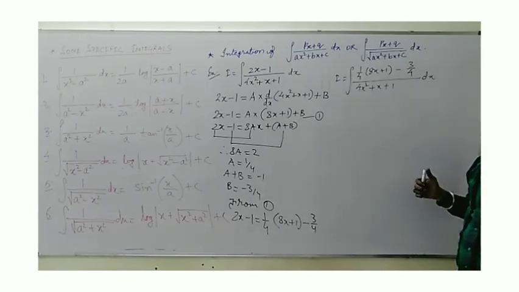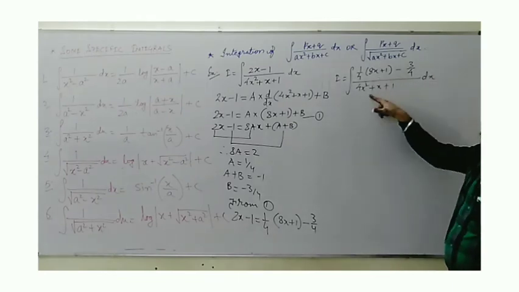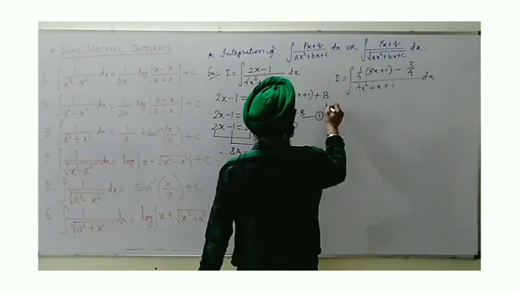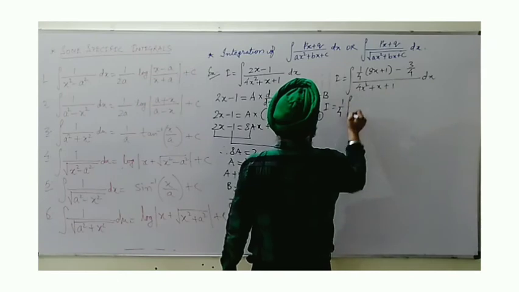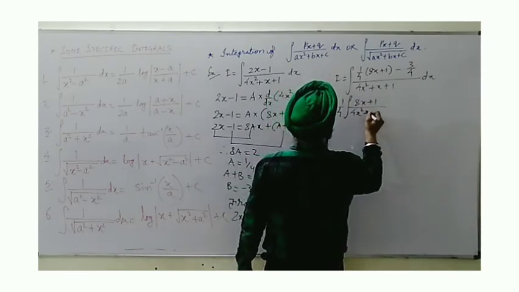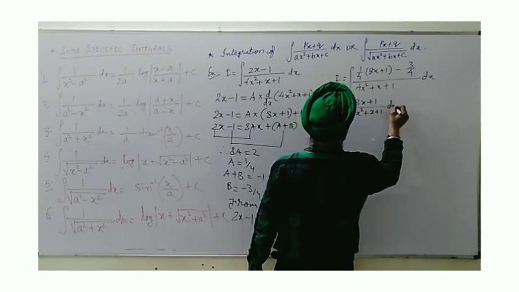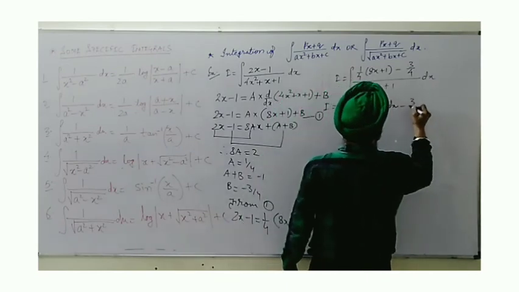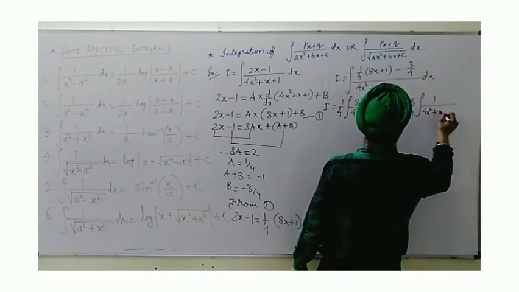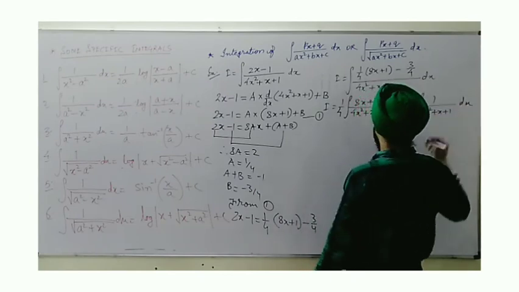Now what is the benefit of doing all this? We separated this quadratic polynomial into two terms, writing the integral as 1 by 4, 8x plus 1 over 4x square plus x plus 1 dx, minus 3 by 4, 1 upon 4x square plus x plus 1 dx.